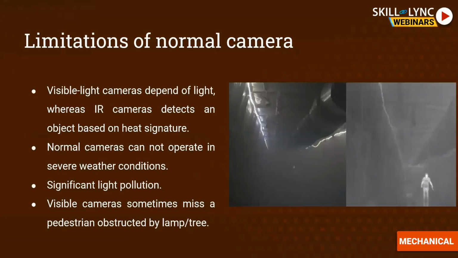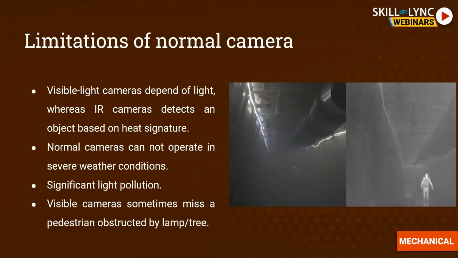As I've already discussed, visible cameras depend on light, whereas IR cameras depend on the heat signatures emitted from the bodies. But the main problem of a normal camera is it cannot operate in severe weather conditions.